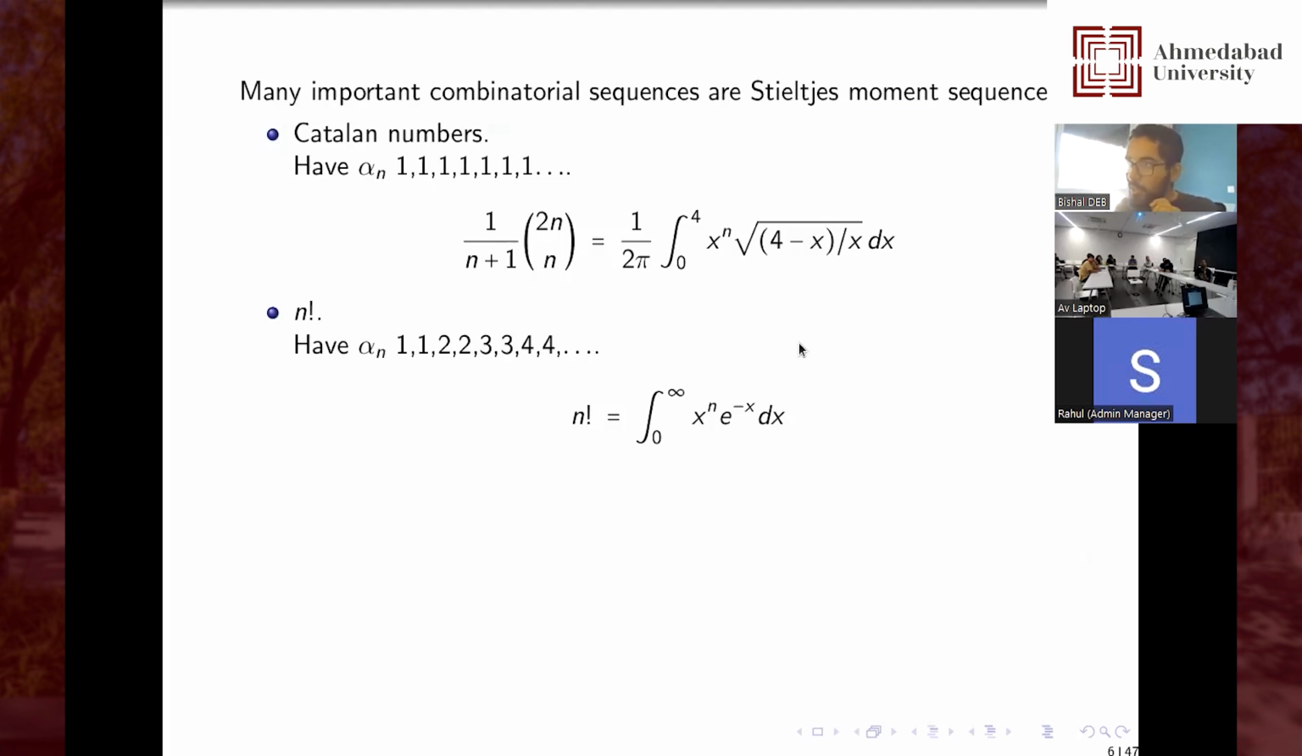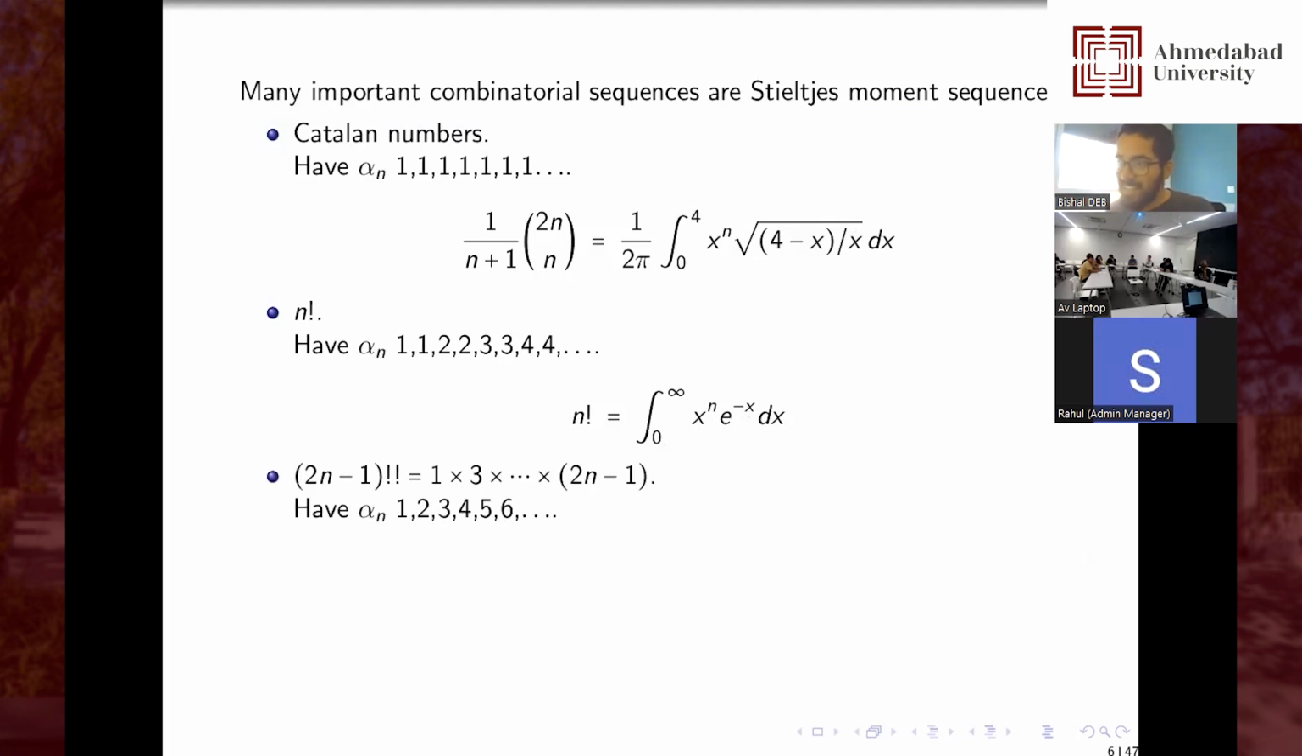So all you need to do is put in an x to the power n, put in some stuff here, and evaluate this integral from 0 to infinity. Here there is no measure beyond 4. So the entire measure is supported between 0 and 4, but you can go all the way up to infinity. If you can write an expression of this form, you're guaranteed that this is a moment sequence.